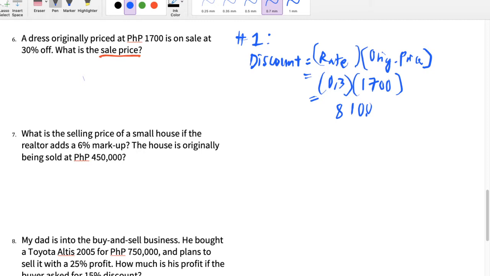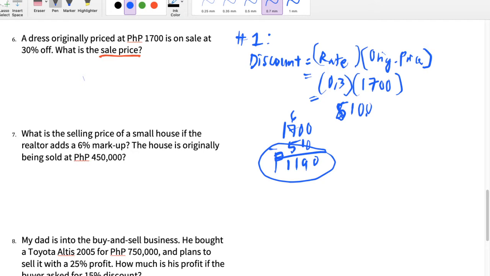Okay? Ay, sorry. Mali. 5 pala. Tama ba? May mali ba ako sa pagmultiply? Yeah, correct. 510. Okay, 510 yung discount. Since ito yung discount, ibabawas natin ito sa original na selling price. So, 1,700 minus 510, we will get 1,190. So, ito na yung bagong selling price, or in other words, ito na yung sale price.